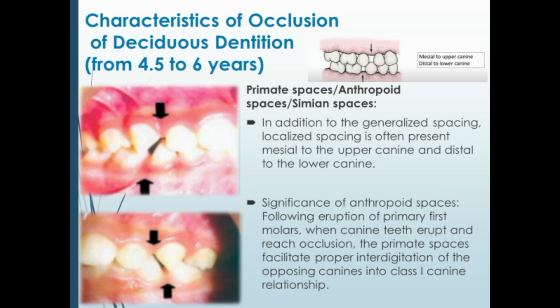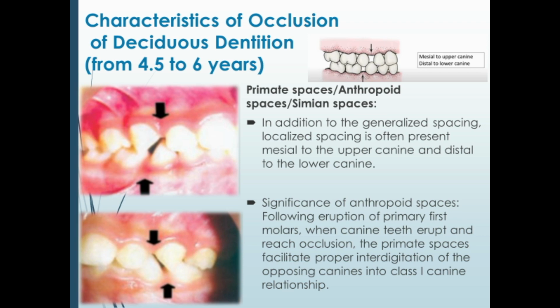Generalized spacing. According to Foster, 1982, generalized spacing occurs in almost 75% of individuals in the primary dentition stage. Generalized spacing between the teeth is seen in both dental arches and helps in accommodation of larger successor teeth. Primate spaces, anthropoid spaces, or simian spaces.